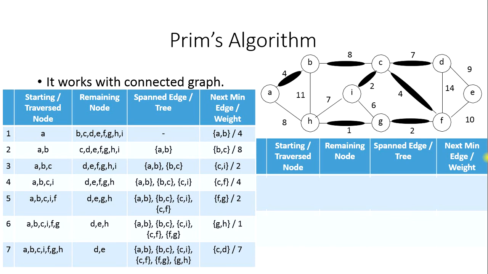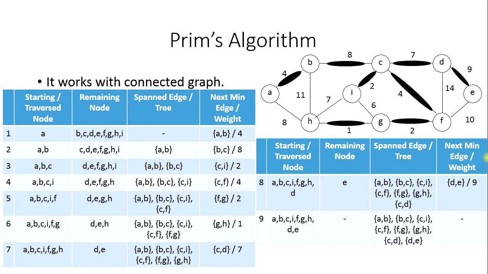Right. After 7, we have the value 8, which is AH. We cannot select AH. Why? Because it will make a cycle, and according to the salient feature of Prim's algorithm, we cannot make a cycle. Moving forward, we have the edge DE. DE is weight 9. We can select that. After that, weight 10 is EF. Can we select that? No. We cannot select that. What about 11? GH? We cannot select that. It will also make a cycle. And similarly, DF. We cannot select the edge because it will also make a cycle.